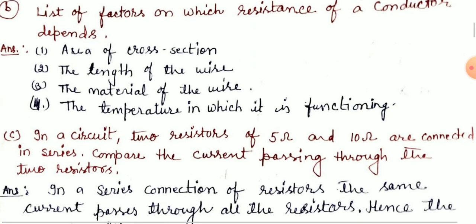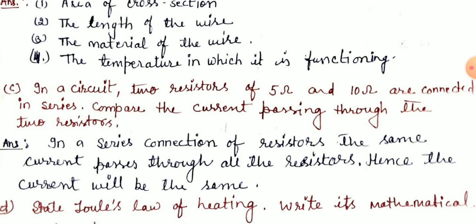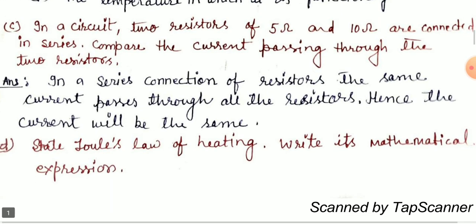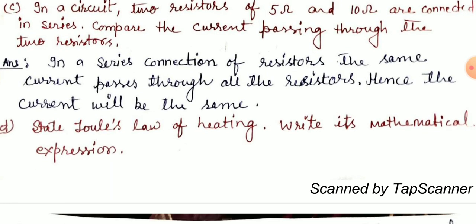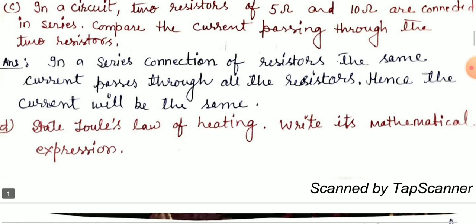C. In a circuit, two resistors of 5 ohm and 10 ohm are connected in series. Compare the current passing through the two resistors. In a series connection of resistors, the same current passes through the resistance, hence the current will be the same.